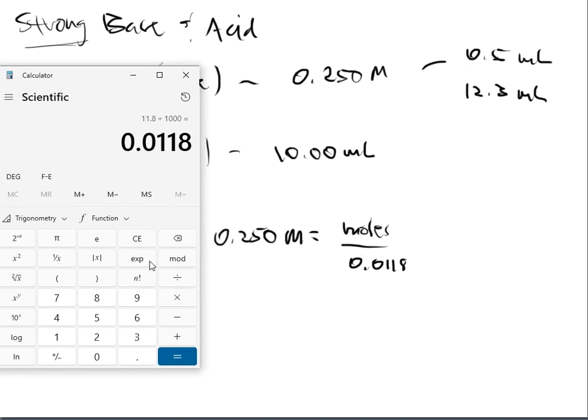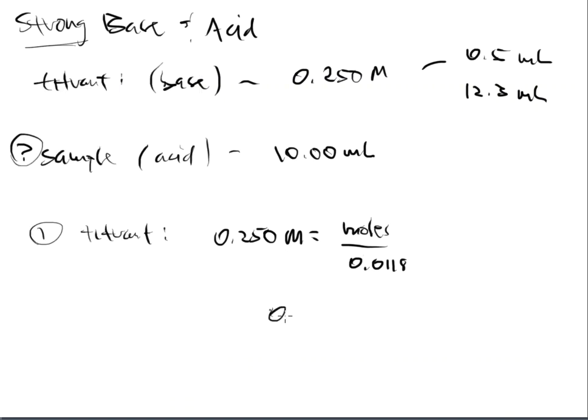So over here to the side, I'm going to take 0.250, and then multiply by 0.0118 for the 11.8 mils, and then hit equal. This will give me the number of moles of base that the reaction took, 0.00295. And that's the moles of the base. Whatever the base is, I don't really care.